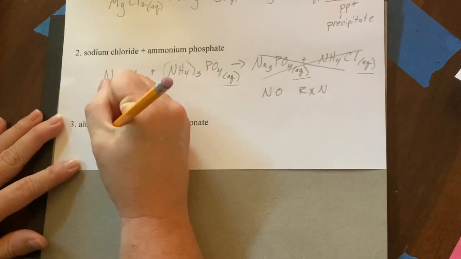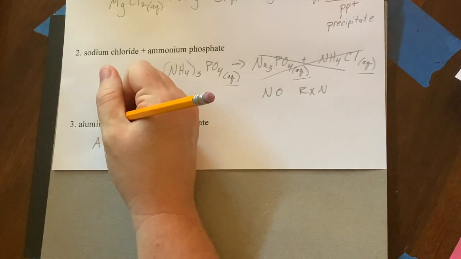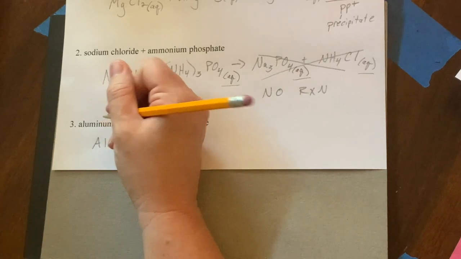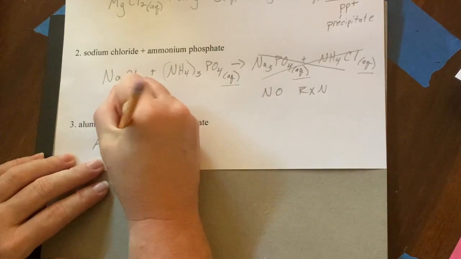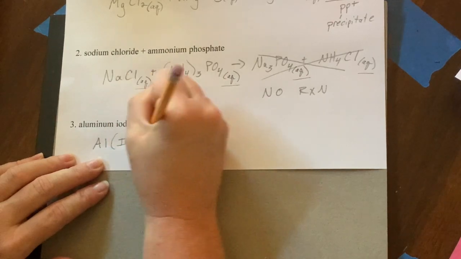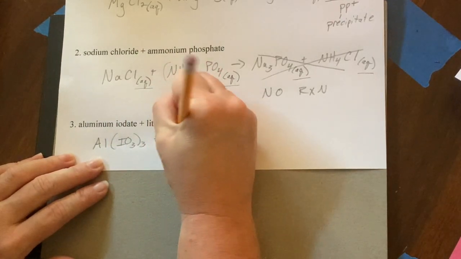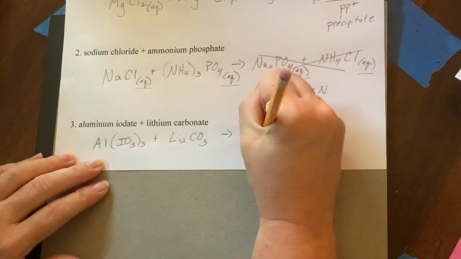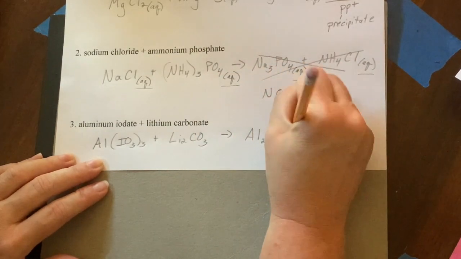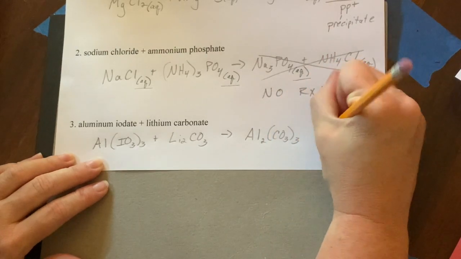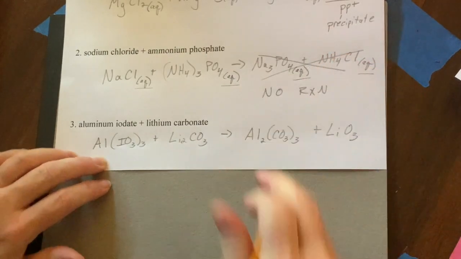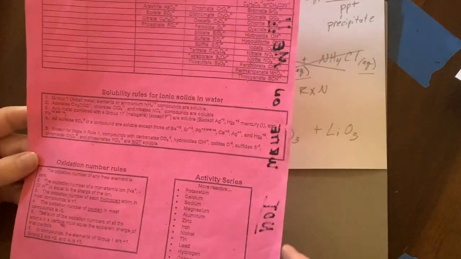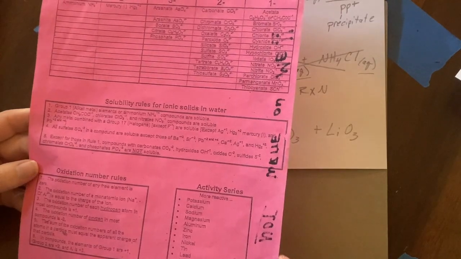Okay, so I have aluminum iodate plus lithium carbonate, and that's going to give me Al2CO3, aluminum carbonate plus lithium iodate. All right, so we're going to take a second. We're going to try and find our rules that go along with this.